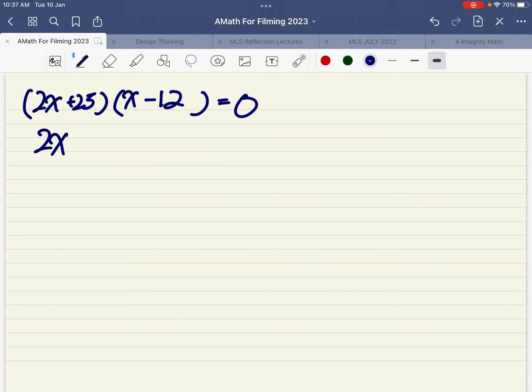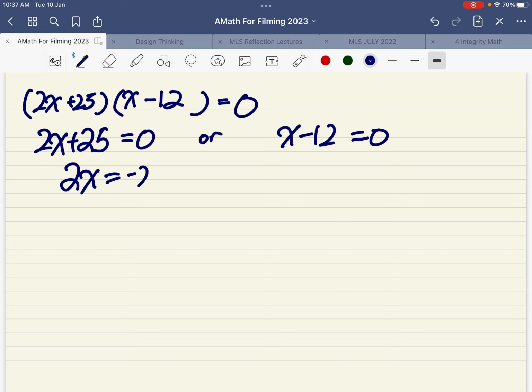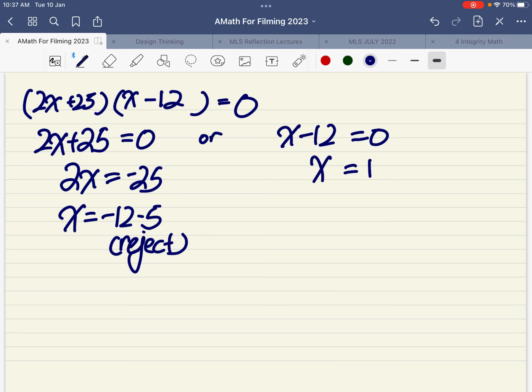If I solve, I'll get 2x plus 25 equals 0, or x minus 12 equals 0. 2x equals negative 25, so x equals negative 12.5. In this case, I have to reject this x value. Why? I know in Sec 2 we will tell you don't reject, but in this case, x is a length, so it cannot be a negative length, hence we will reject it. However, for the other value, I get x equals 12.